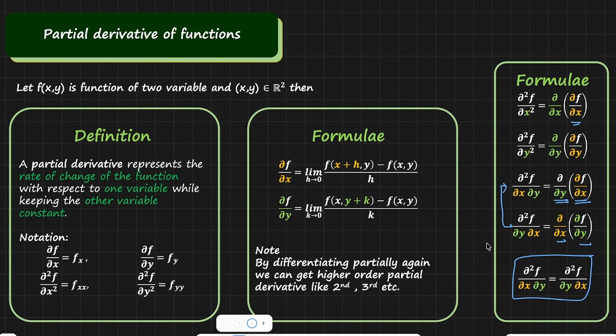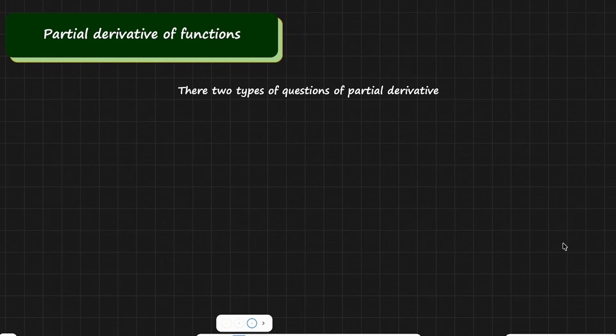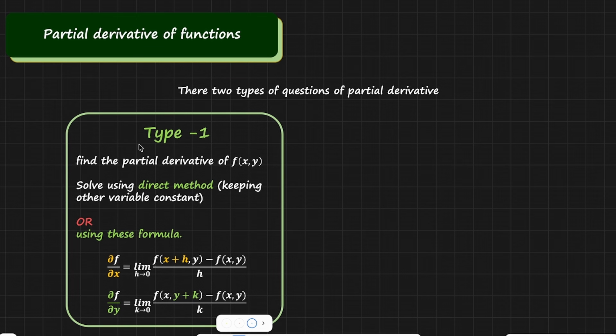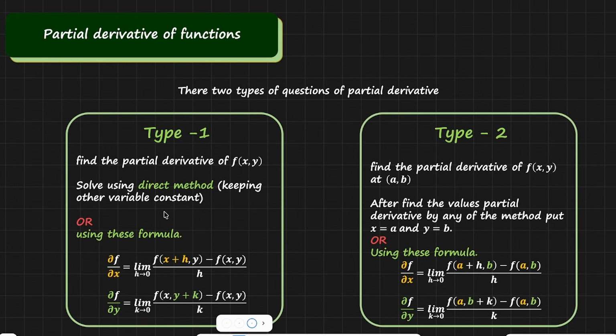And this is a very important concept of the partial derivative. Now come to the next. This is the type 1 question: find the partial derivative of a function, solving by the direct method, or you can use this formula. And this is type 2, solving the partial derivative at a point. This is the general partial derivative, and this is the partial derivative at a point.